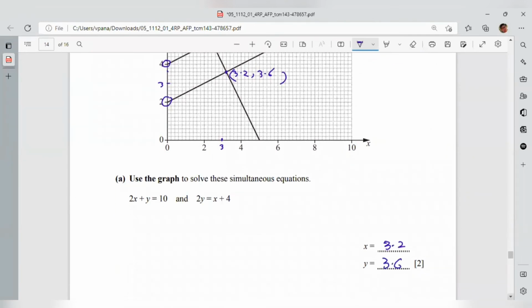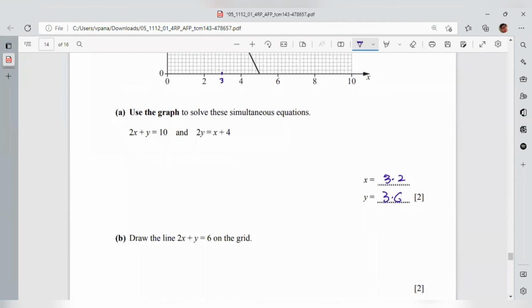Got it? The next part says draw the line 2x + y = 6 on the grid. Now to draw the line on the grid, we first need to find the points x and y. So we make the table of x, y over here. If I put x = 0, I get y = 6. If you substitute x = 0 over here, you get y = 6.